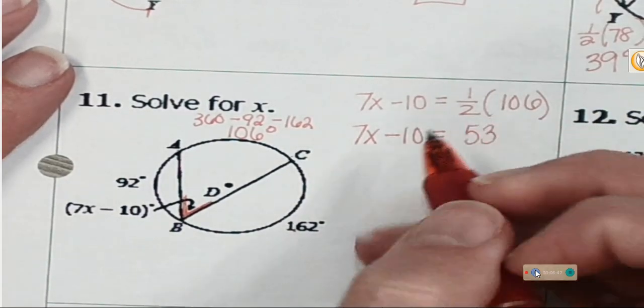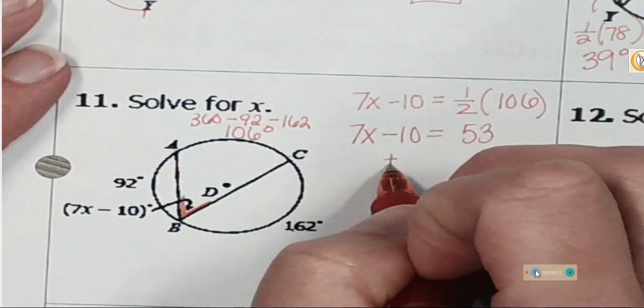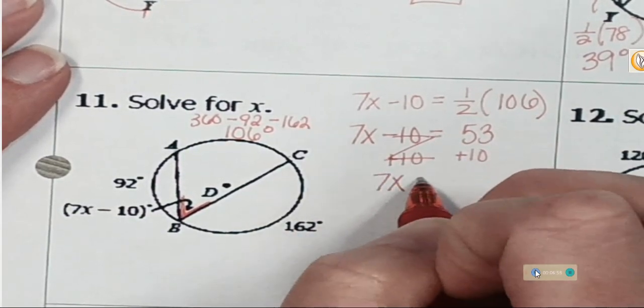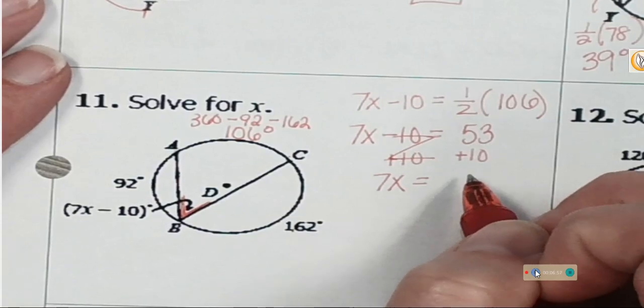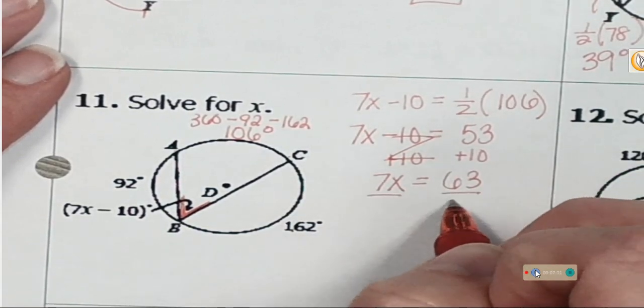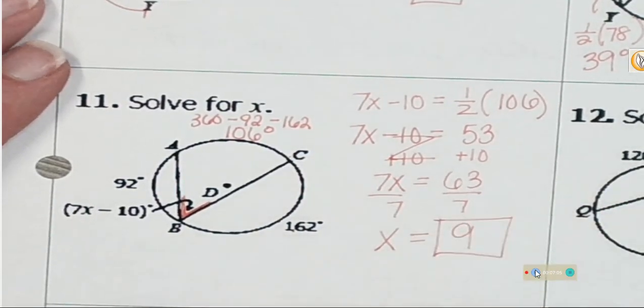53. Okay. And then I want x by itself, so it's the inverse of minus 10. Plus 10. Inverse is 0 out. 7x equals, what's 53 plus 10? 63. How do you undo times 7? Divide it, and it'll give you 9. And then that gives you 9.